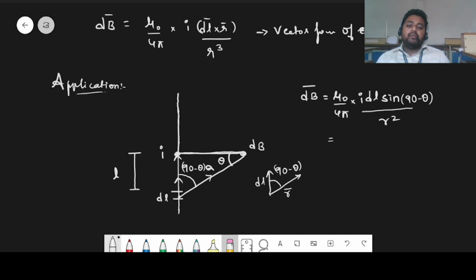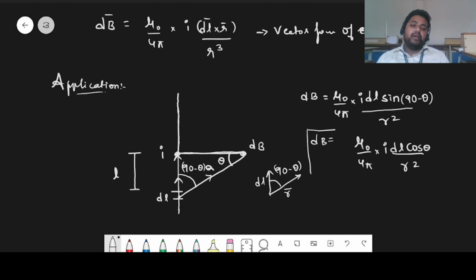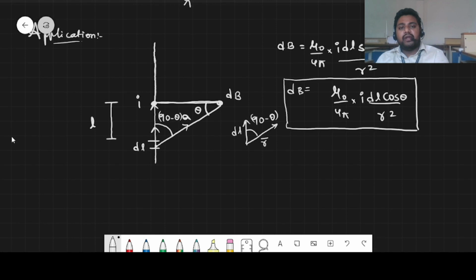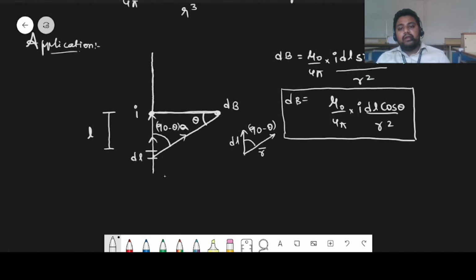In a vector form we are not writing, in a scalar form let's say we are writing, it will give you this equation as mu naught by 4 pi into I dl cos theta divided by r square. This is the general equation for any particular point due to the smallest length of that wire. But we want to analyze for the total wire. If I have to analyze for the total wire, this entire wire is having a length.